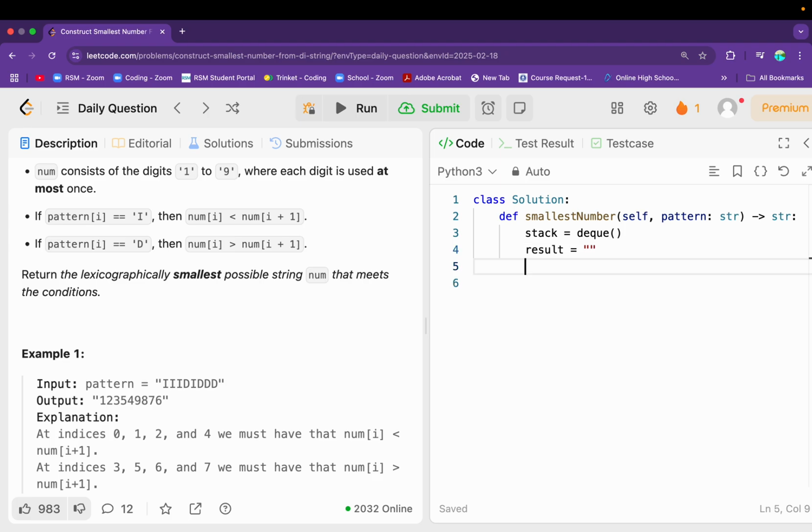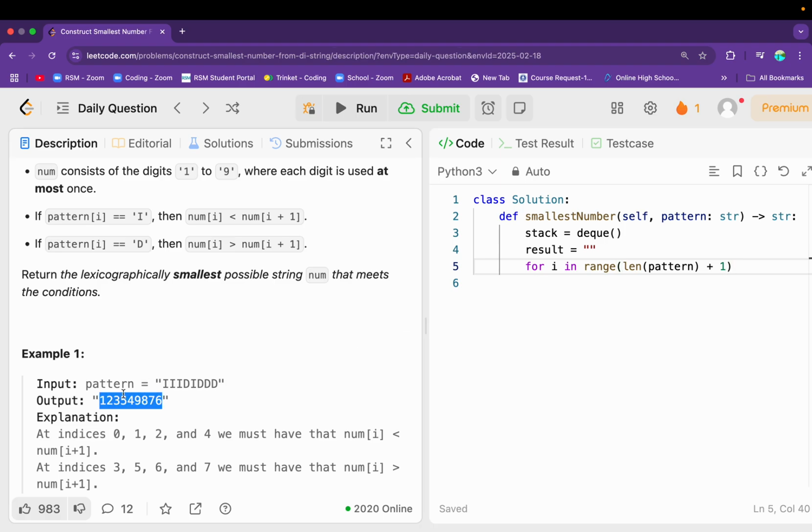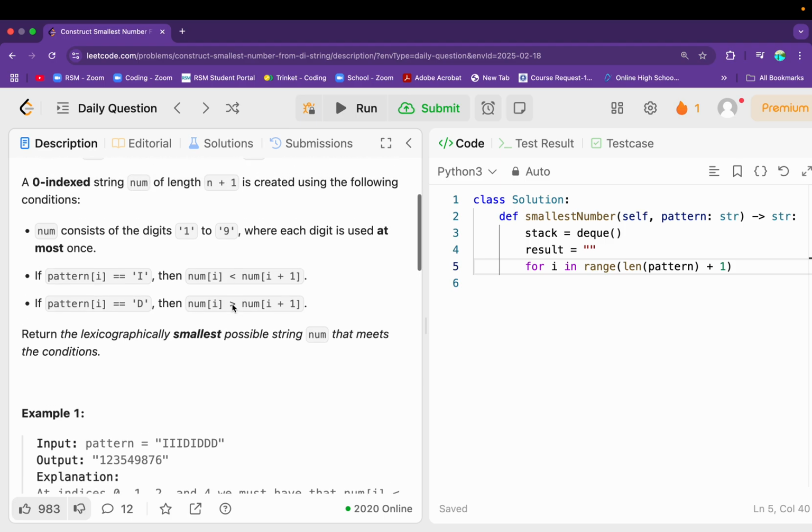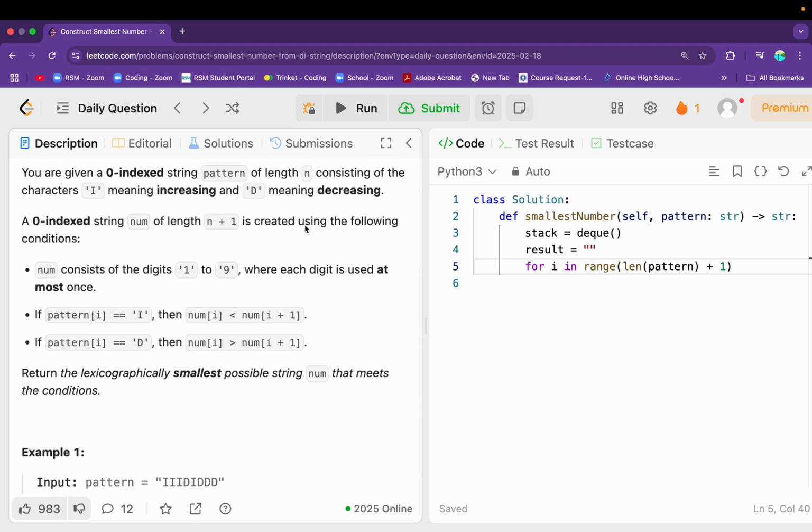So now let's actually build this result using the values from the input string pattern, building it as lexicographically small as possible. First let's iterate through the pattern, and the simple way we can do that is for i in range of the length of the pattern. But in this case, we want to go plus 1, because we want to have one extra digit in the output string, since we're given that the output string is going to have a length n plus 1, where n is the length of our input string pattern. Basically, we're iterating through every character in the pattern and going one step beyond the length of the pattern. We need one extra digit for forming that smallest possible sequence.